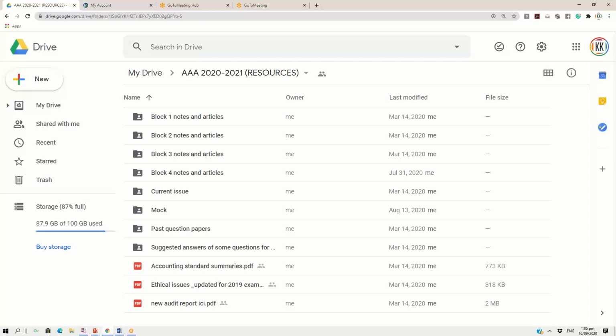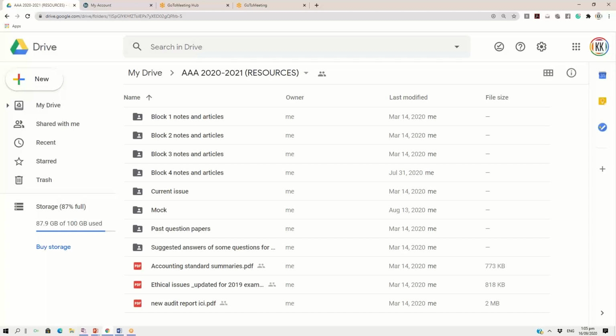Okay, you can see this Google Drive folder in front of your screen, and in this folder you can find my block 1 notes with articles, block 2 notes with articles. So if you are listening to my lectures of block 1, you can have my block 1 notes with you, and any article I recommend you to read, you can find within the block 1 notes and articles. Then you have the block 2 notes and the articles I will recommend you to read, block 3 notes and articles, block 4 notes and articles.